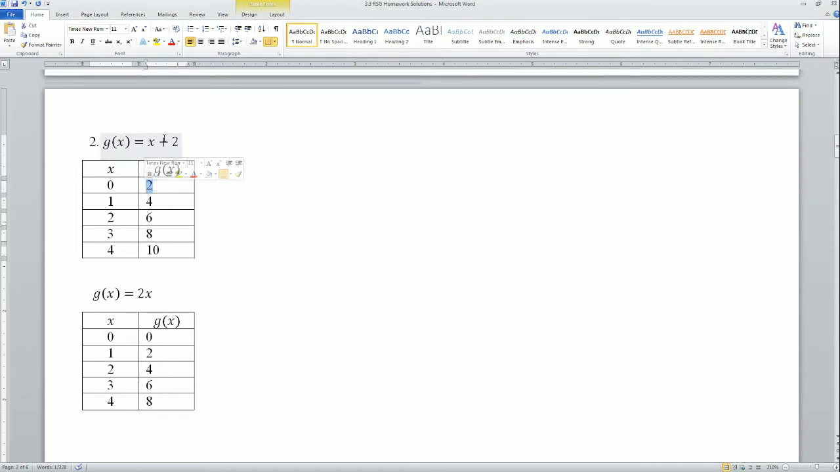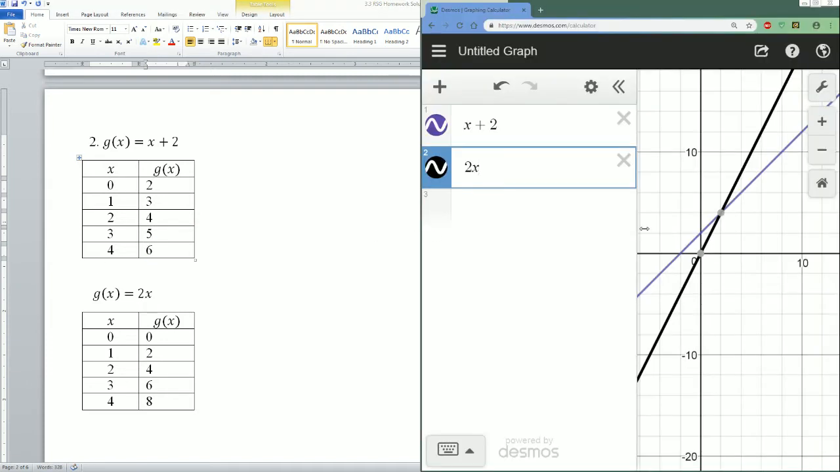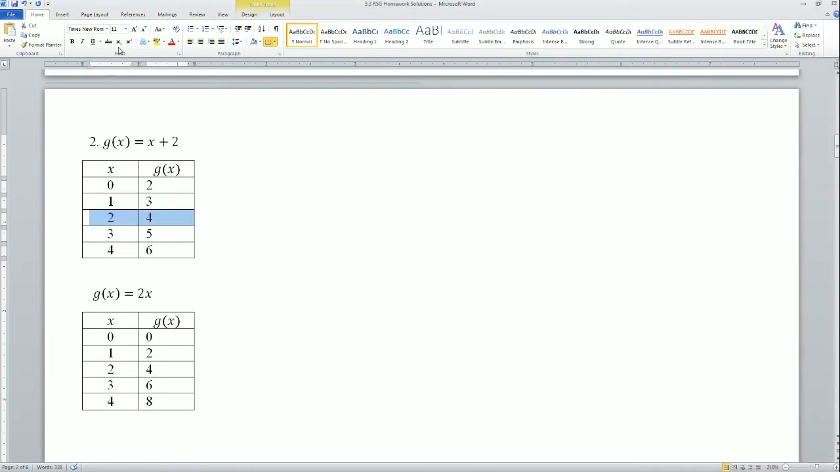This was 0. 1 should have been 3. 2 would have been 4. 3 should have been 5. This should have been 6. Yep, that was the error, because the intersection was at 2, 4. There you go, 2, 4.